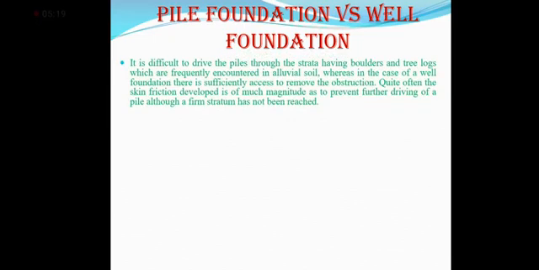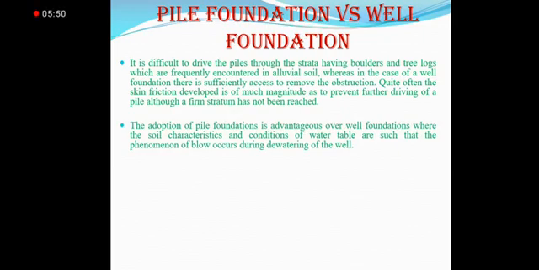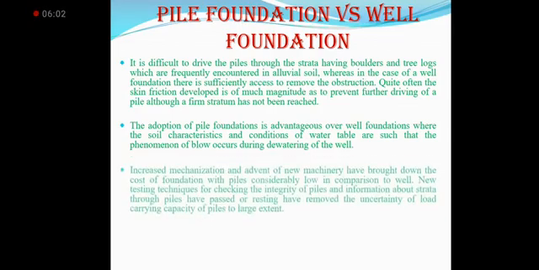It is difficult to drive the pile through the strata having boulders or tree logs, which are frequently encountered in alluvial soil. Whereas in the case of well foundation, there is sufficient access to remove the obstruction. Quite often, the skin friction developed is of such magnitude as to prevent further driving of the pile, although a firm strata has not been reached. The adoption of pile foundation is advantageous over well foundation where the soil characteristics and condition of water table are such that the phenomenon of blow occurs during dewatering.